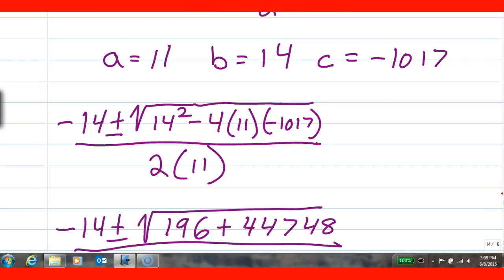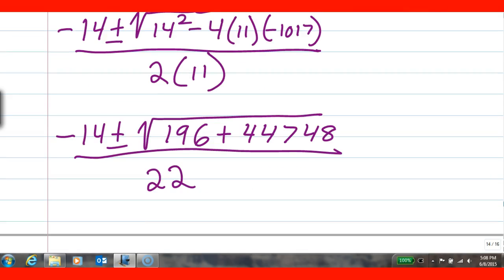So let's pull it down a little. So I'm going to plug in here the negative 14 for the B plus or minus the square root of 14 squared minus 4 times my A position, which is 11, times my C position, which is a negative 1017. This is overall being divided by 2 times my A position, which is 11. So now that I have it plugged in, I can begin to solve.